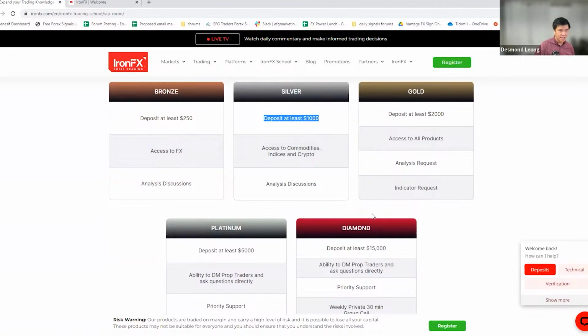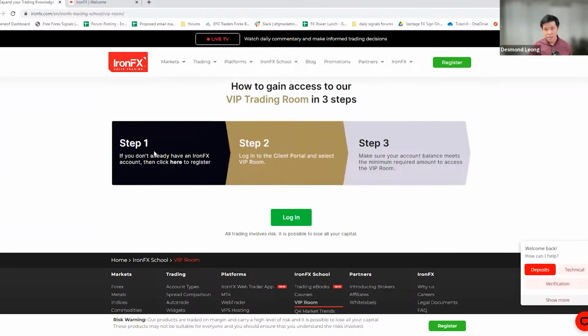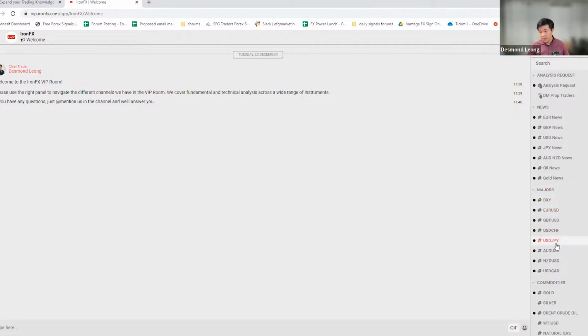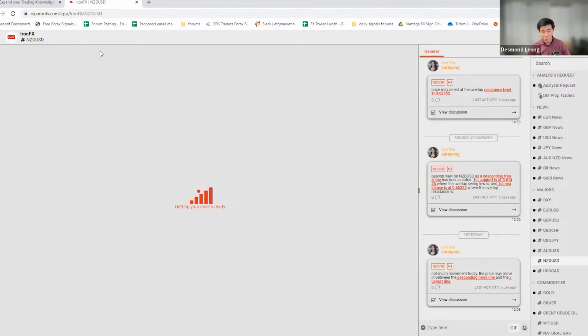And of course it's a pretty simple thing. You just need to log into IronFX, and once you're in the client portal, you click the VIP room and it will automatically give you access if you have enough funds in your account. I want to show you how it looks when you're inside. One of the main benefits is that I can come here, like I think I was looking at Kiwi dollar recently, at a potential double top pattern. Let me just take a look here.